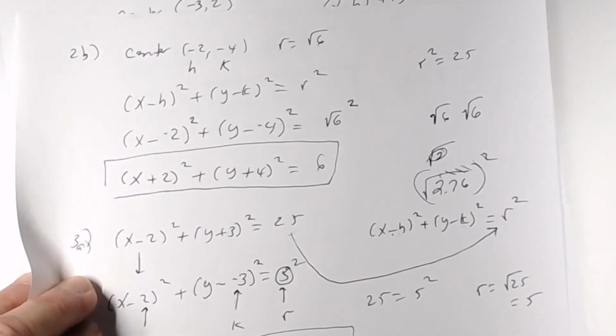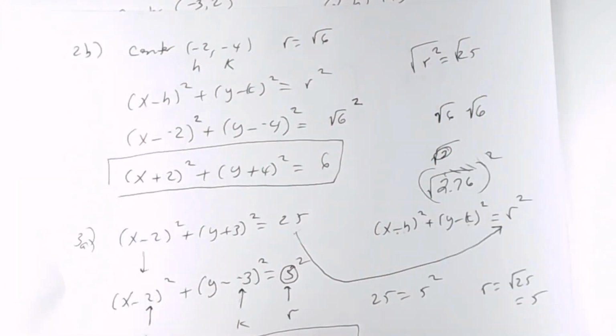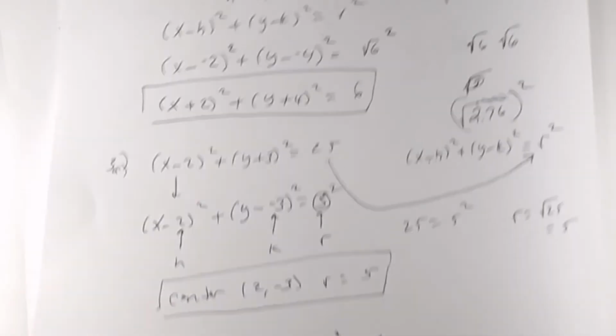You take the square root of both sides. And by the way, don't do the plus or minus here. Remember, when you take the square root of both sides, you do that plus or minus. That was on one of the worksheets. But you know that here the radius is a distance, and distance is always positive. So what's the square root of 25? 5.